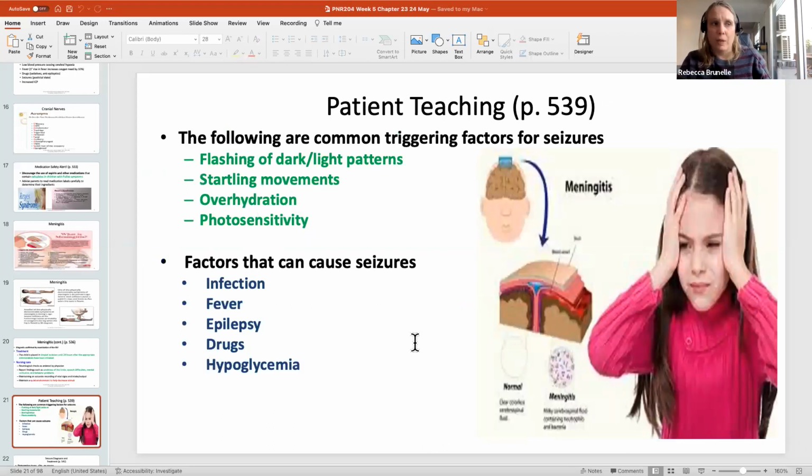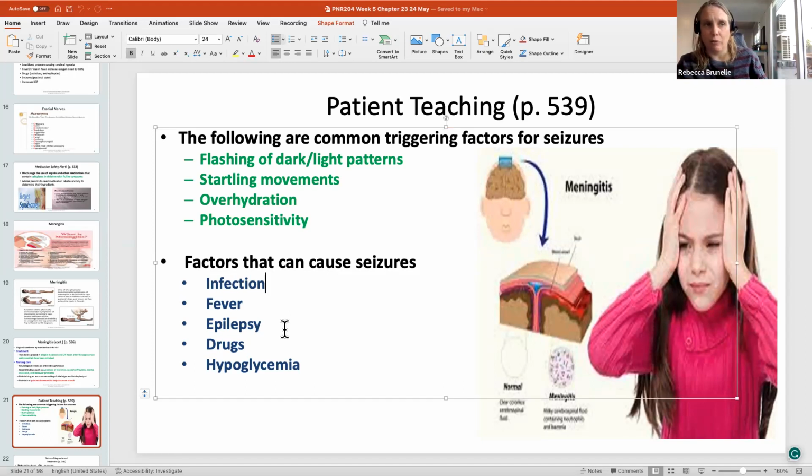So in addition to meningitis, something that you'll see quite frequently in the pediatric world are kids that have epilepsy or seizures. There are several things that can trigger seizures: being overly hydrated, really quick movements, flashing lights if they're photosensitive. All of that can trigger a seizure in a child. And these things can cause a seizure: infection, fever, epilepsy itself, which is just having a seizure disorder, drugs, or hypoglycemia. So not every child that has a seizure has epilepsy.